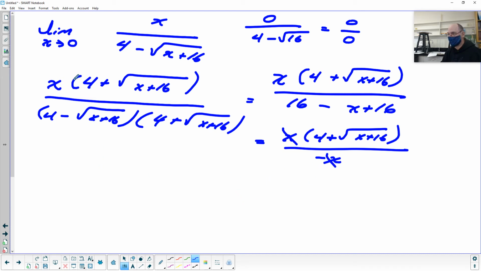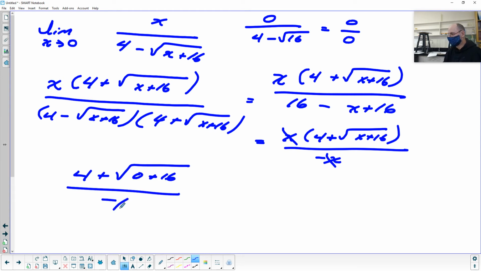So then now I put in my 0. So I go 4 plus the root of 0 plus 16 over negative 1. Now that I've canceled that out, I won't get a 0 on the bottom. So this is 4 plus 4 over negative 1, which would be negative 8. And that's how you do rationalization. It's the same thing. That would be like number 4 and number 5 in your hand.